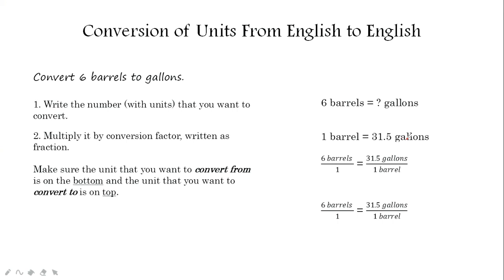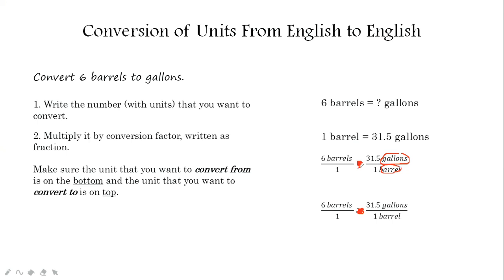Yan yung equivalent niya. So, ang 6 barrels is equal to, this is not an equal sign. This is a multiplication. Same with this. Okay, sorry. Ayan. 31.5 gallons is equal to 1 barrel. So, ayan siya. Kasi, kailangan yung gallons is on top. Kasi, yan yung gusto nating i-convert to. And, convert from barrel nasa bottom.